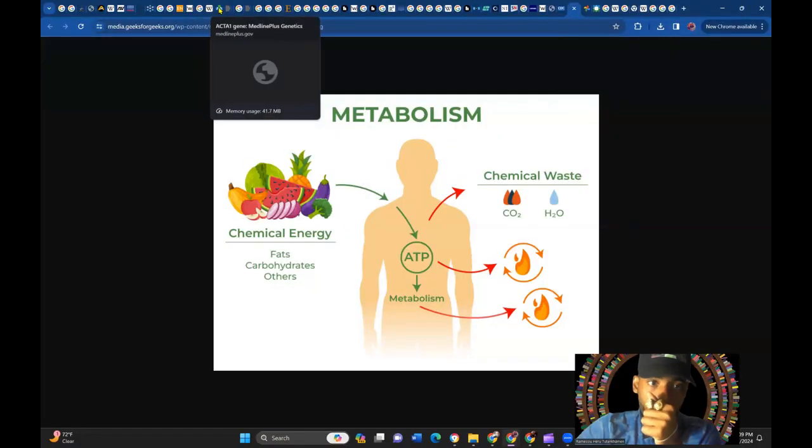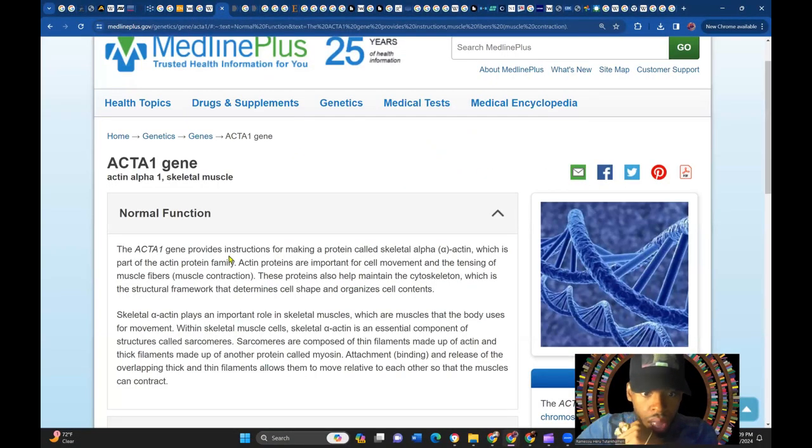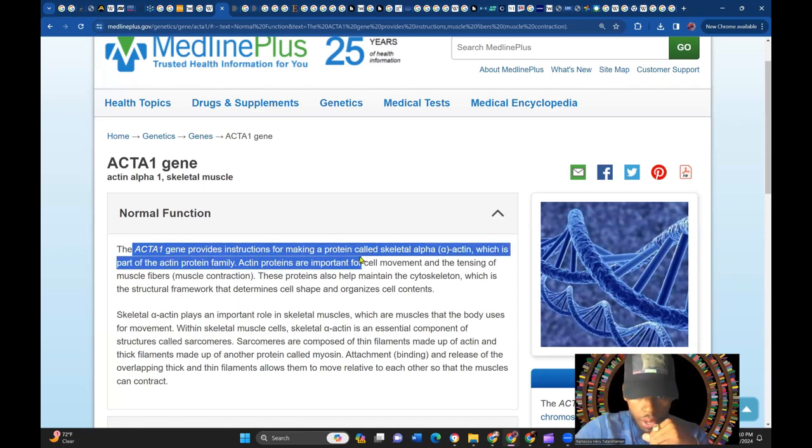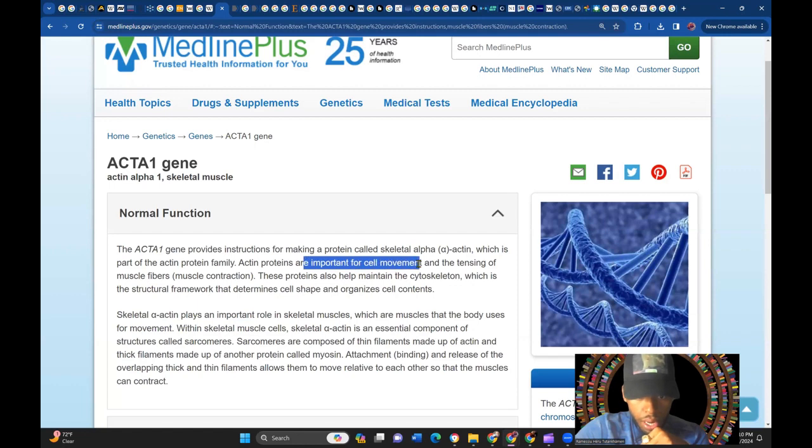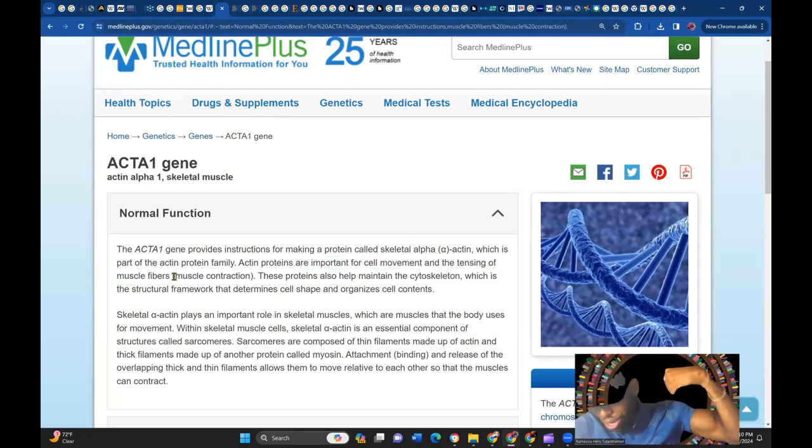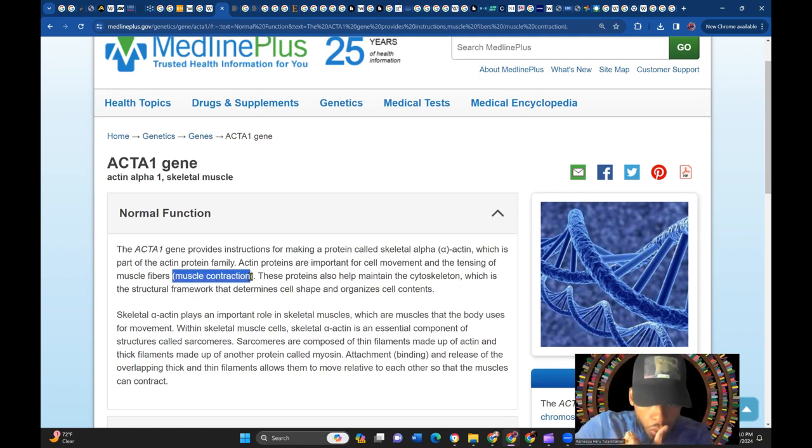All right, real quick, actin. And remember, we talked about the skeletal muscular system. Genes provide instructions for making a protein called skeletal alpha actin, which is important for cell movement and the tensing of muscle fibers, which is the contraction, right?